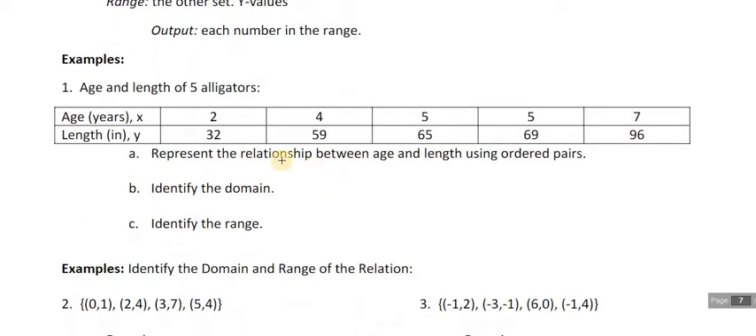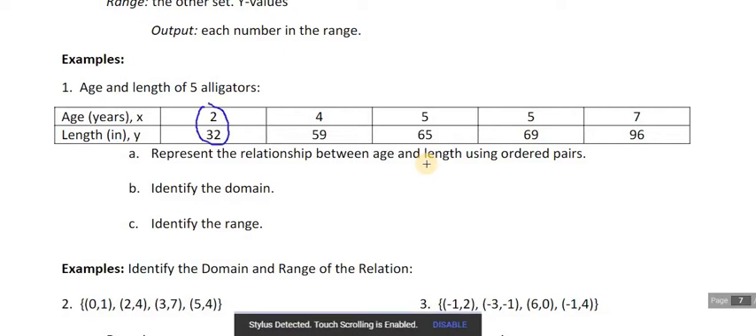All right, so here's an XY table that is oriented differently. It's horizontal as opposed to vertical. This first example is asking about the age and length of 5 alligators. Age is our x, length is our y. If we represent the relationship between age and length using ordered pairs, we've got to make sure we put our ordered pairs together correctly, like this.